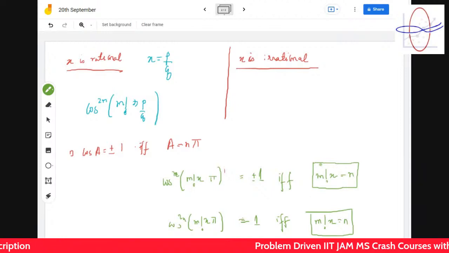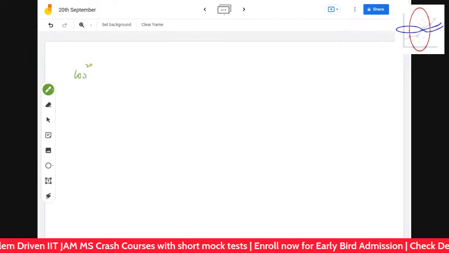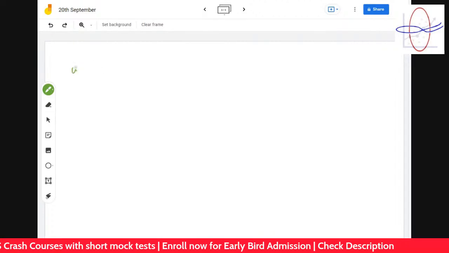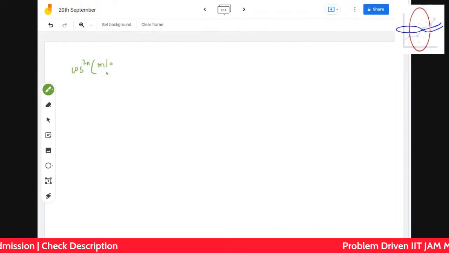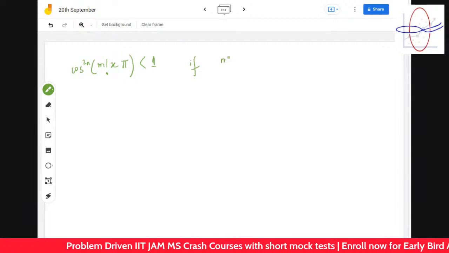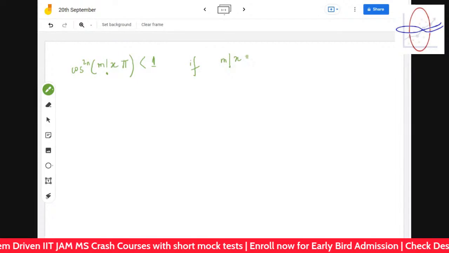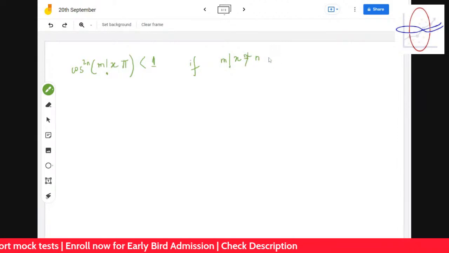Okay, and therefore what idea do we get from here? Let's see. So what happens if cos to the power 2n is not equal to 1? It must be less than or equal to 1, right? So therefore cos to the power of m factorial x pi is less than 1 if m factorial x is not an integer, right? Is not an integer.